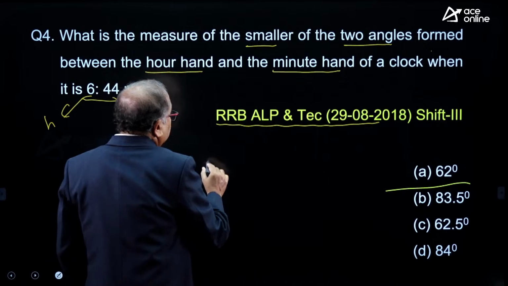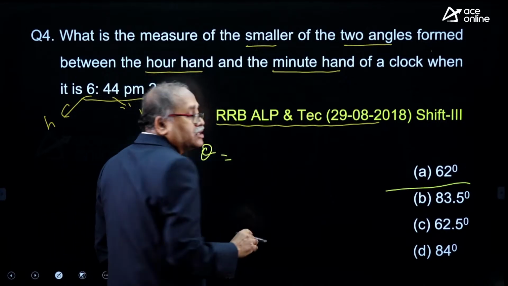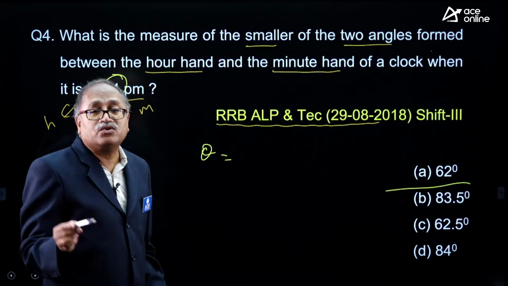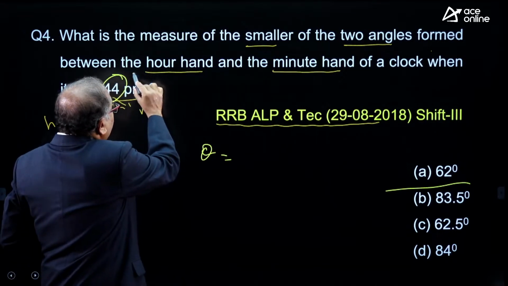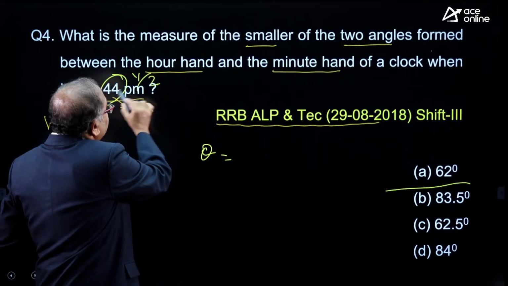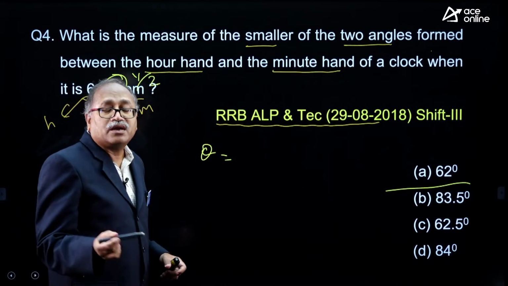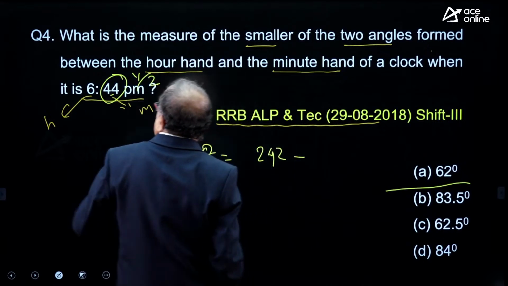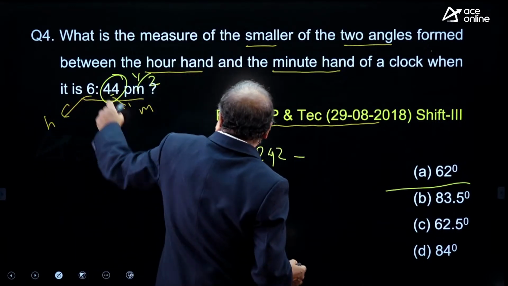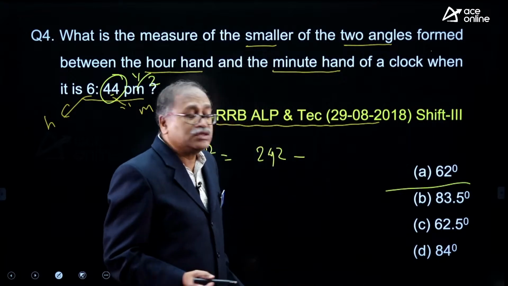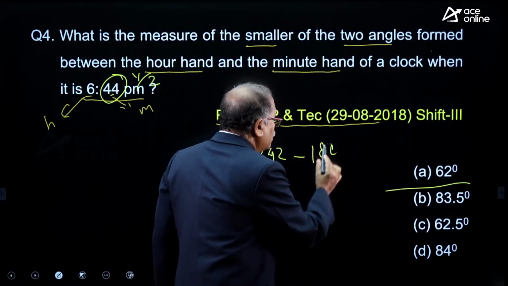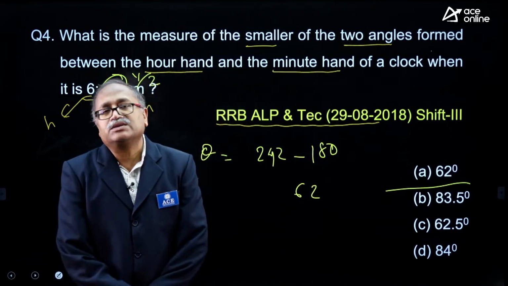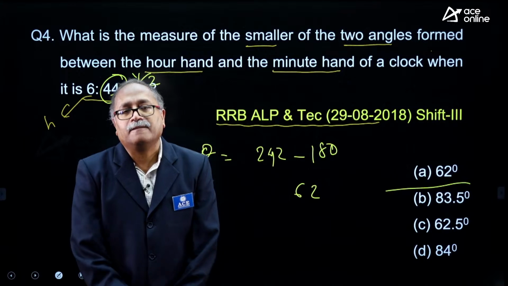Theta is equal to 11 by 2 m, minus 30h. So when I multiply 44 by 11 by 2, what happens? 22 into 11 comes to 242. So that's 242 minus 30h, 30 into 6, which is 180. So I think you are right. That is 62. Well done. Well done.